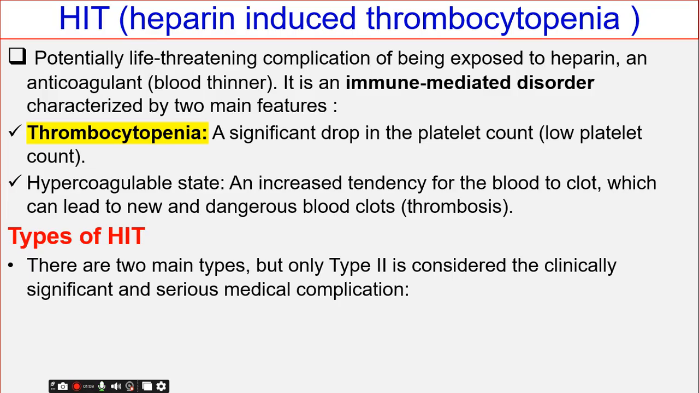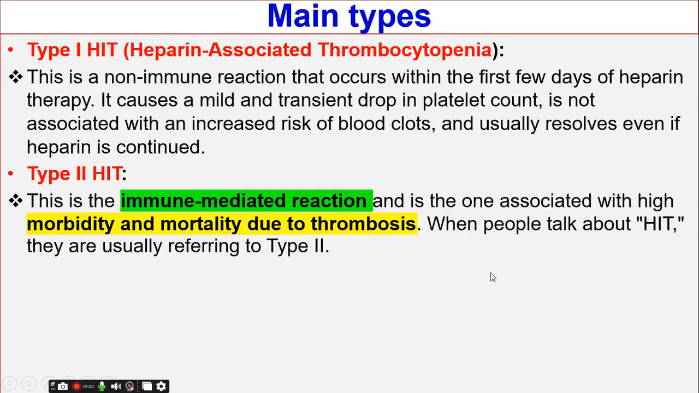There are two main types of HIT or heparin-induced thrombocytopenia. One of them is called type 1, and it is the benign one. That means in type 1, there is a drop in platelet count, but without thrombosis. And type 2 is the most dangerous one. Sometimes when we talk about HIT, we mention type 2 specifically because it is the most life-threatening and most important one.